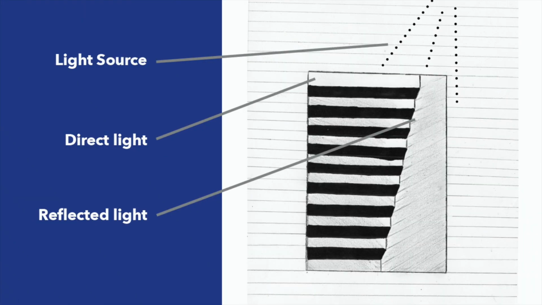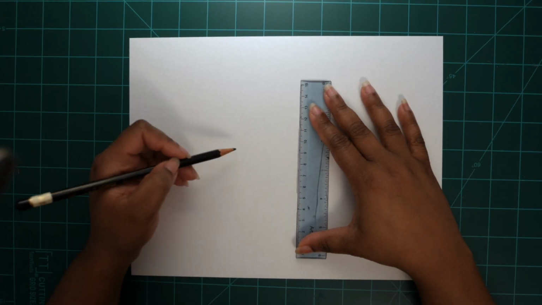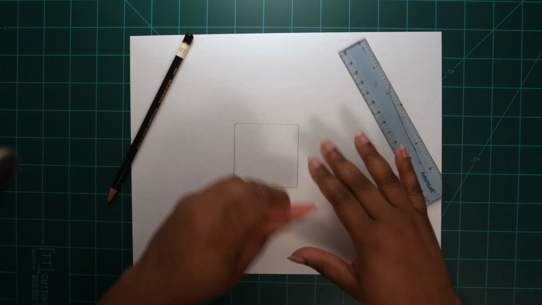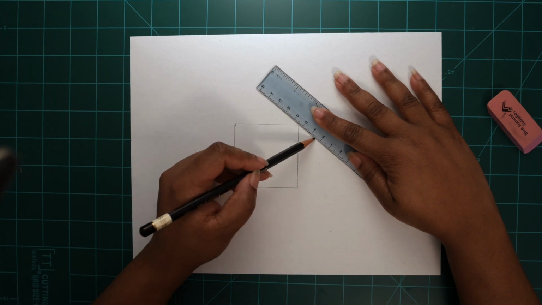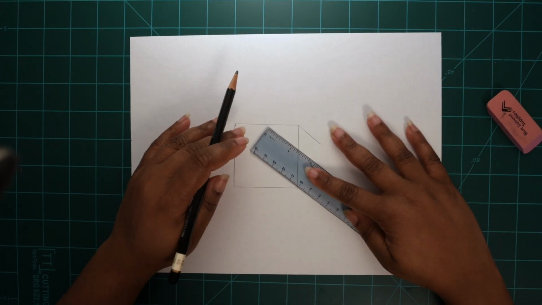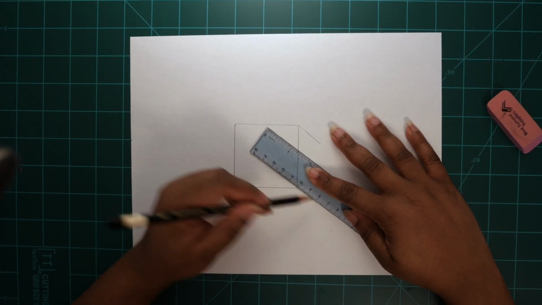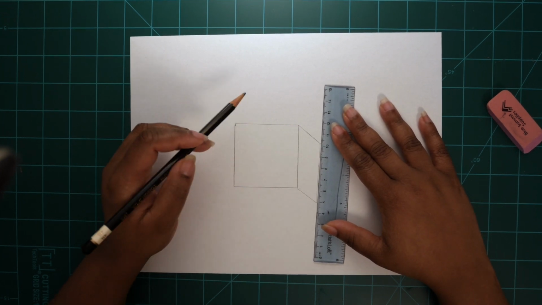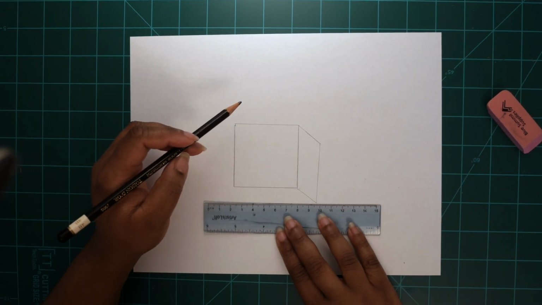The best way to understand how the light source works in a drawing is to practice creating one. Let's practice. Let's start by creating a cube. You will draw a square and then add 2 adjacent lines from the top and bottom corners of the box. Tilt the line at a 30-degree angle-ish approximation and connect them.